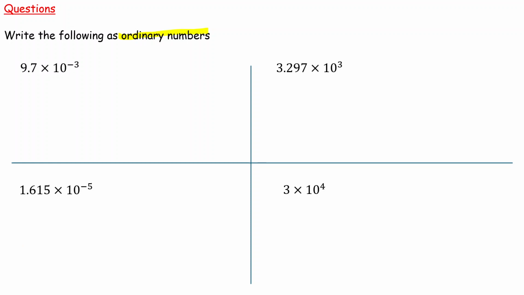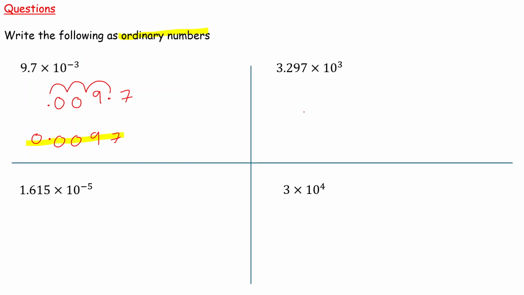The first one, okay, just think about it. Is it going to be a big or small number? It's going to be a small number because you've got negative power, and your first number is 9.7. And we're going back because it's a negative power by 1, 2, 3 spaces. You put your point here, you fill in the gaps with zeros. So it's going to be 0.0097. We write it as 0.0097. There we go. That is your first answer.